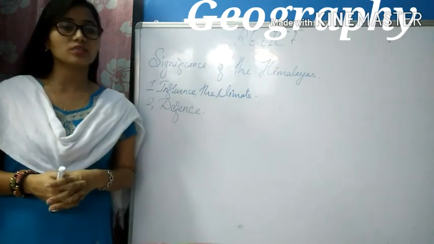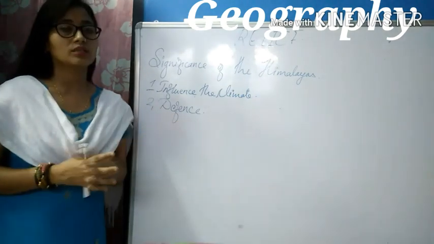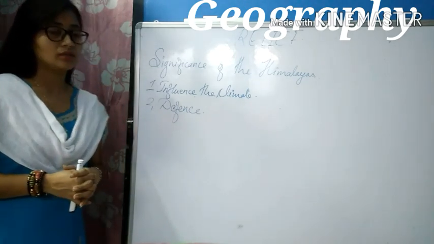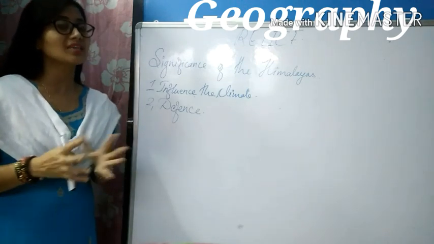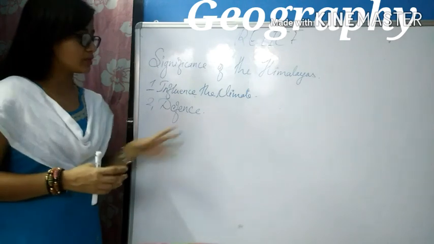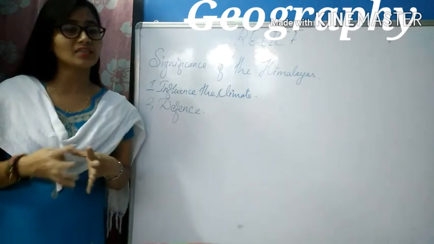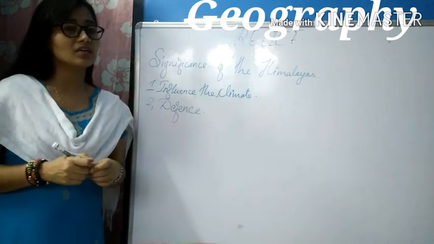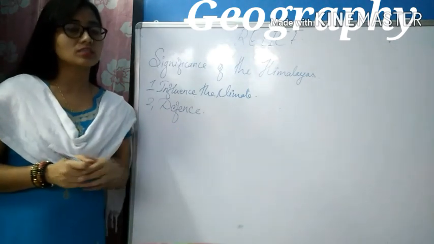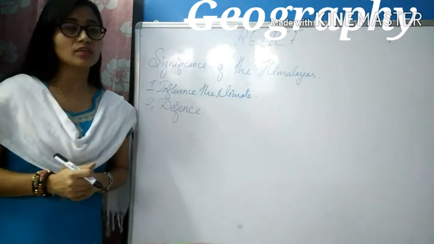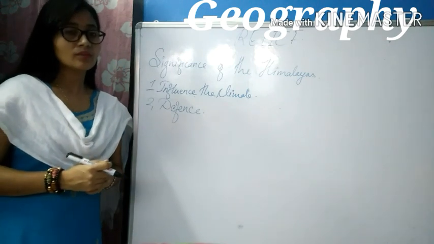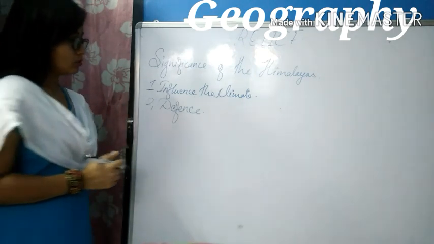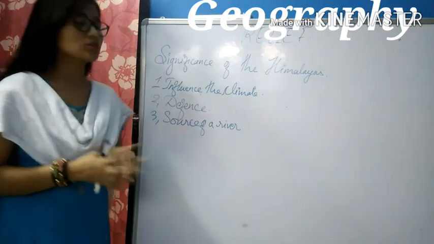The second significance of the Himalayas is defense. The Himalayas have been protecting India from foreign invaders since early times, thus serving as a defense barrier. But the Chinese aggression in October 1962 has decreased the defense significance. In spite of the advancement in modern technology in defense, the significance of the Himalayas cannot be ignored. The third significance of the Himalayas is that it is a source of rivers.